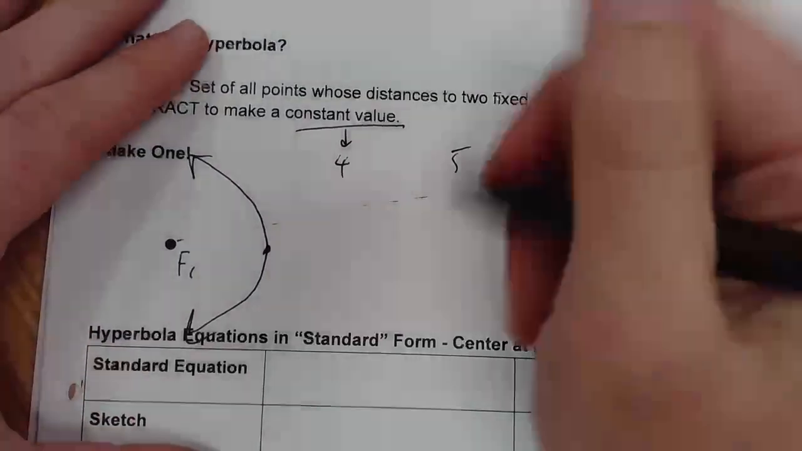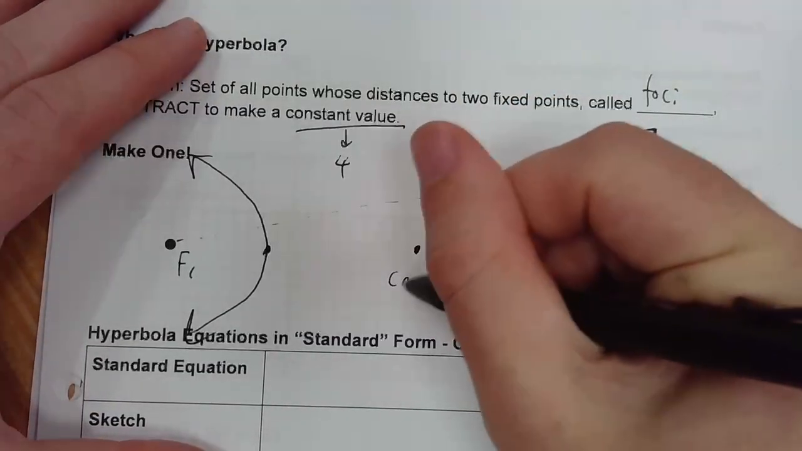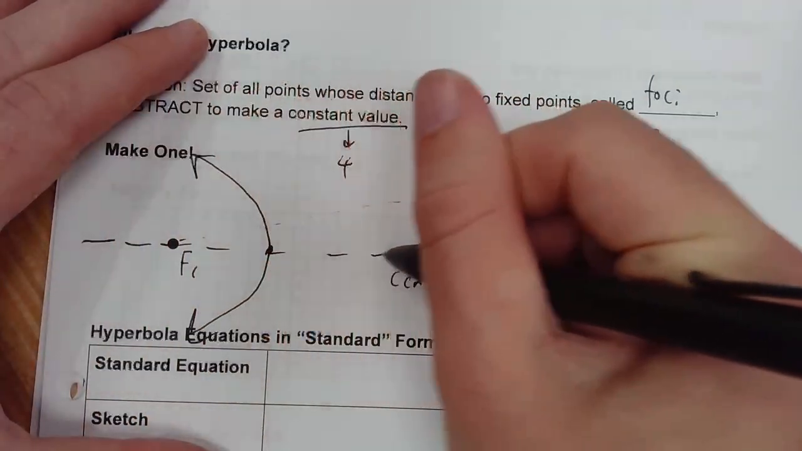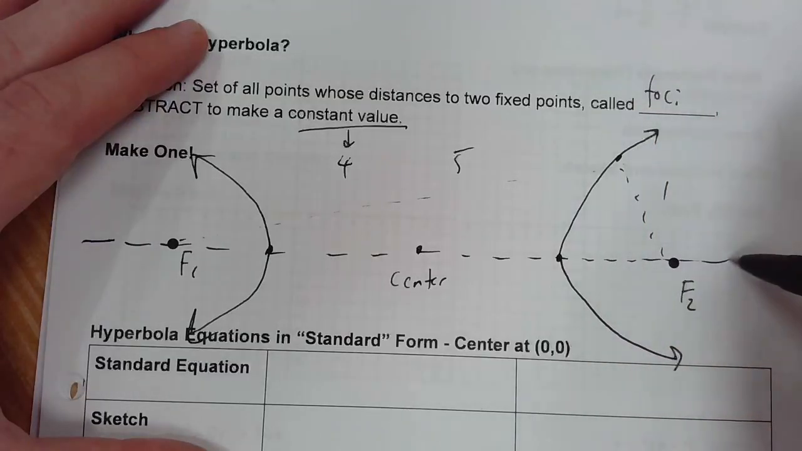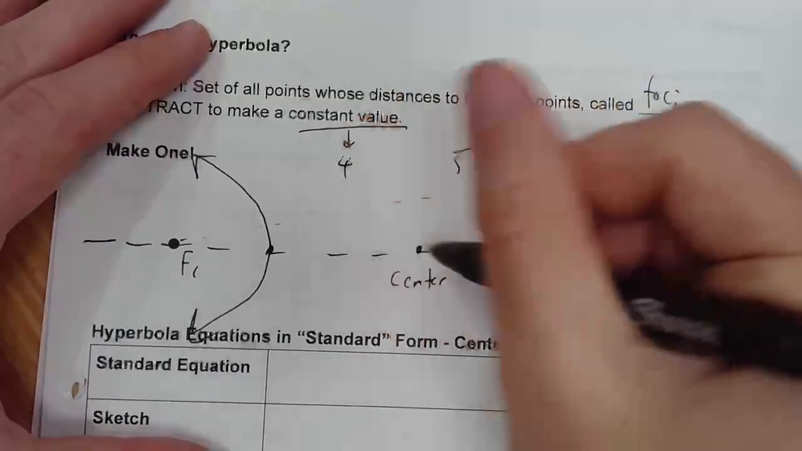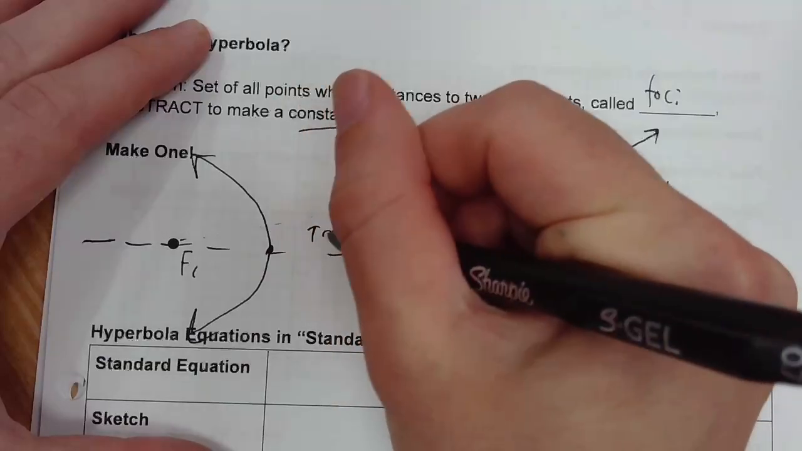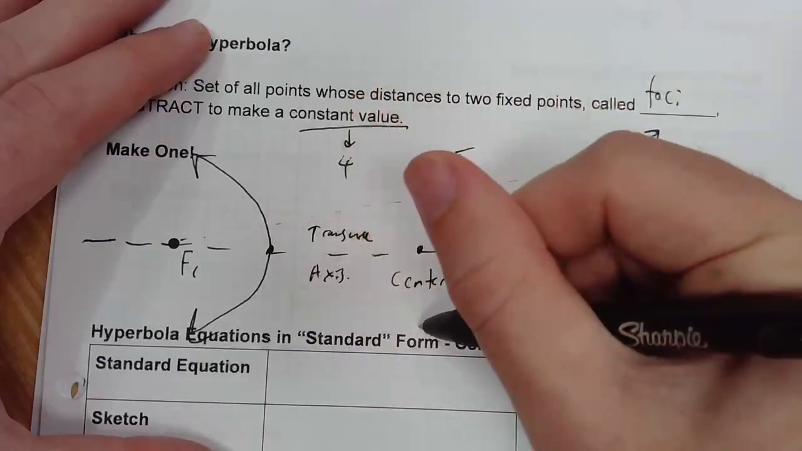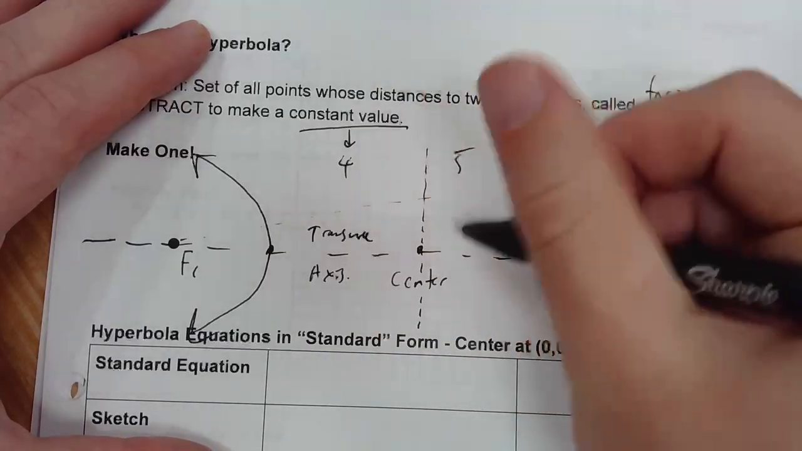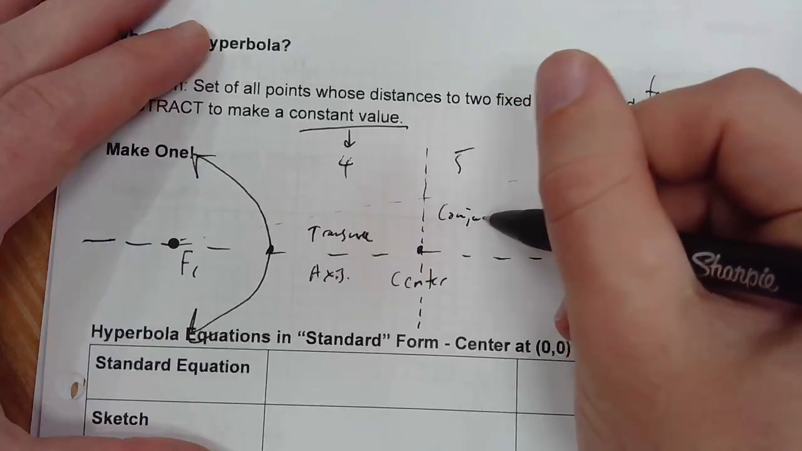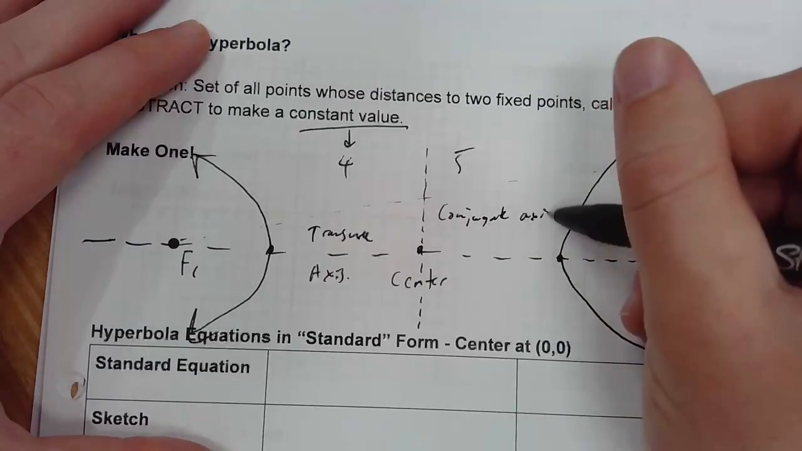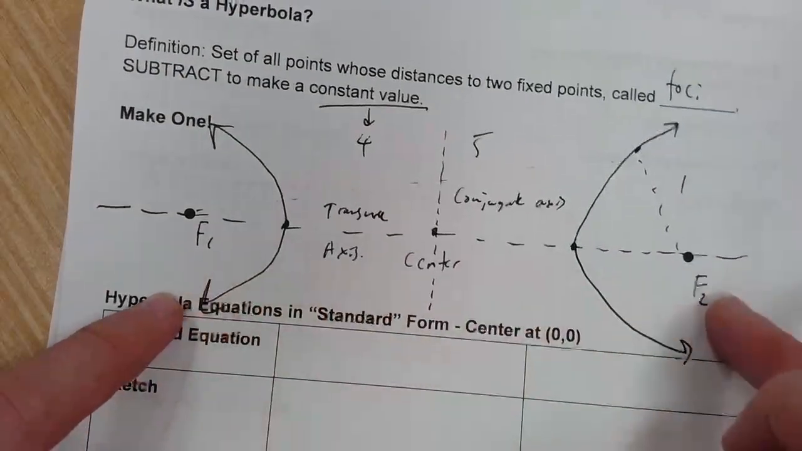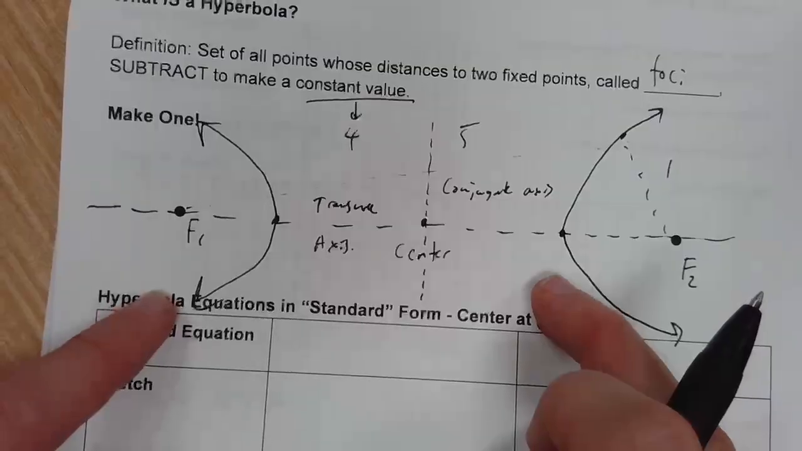In the center, you still have what's called the center, and the axis of symmetry that divides these curves in half is called the transverse axis. And then perpendicular to that, we have what's called the conjugate axis. We have the vertices, we have the foci, transverse axis, conjugate axis, okay?